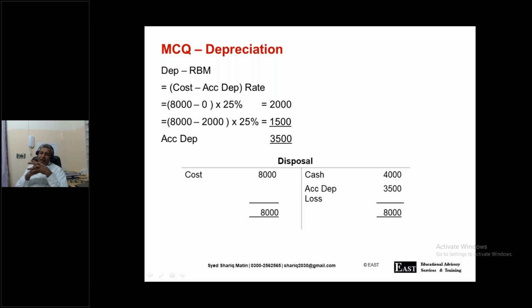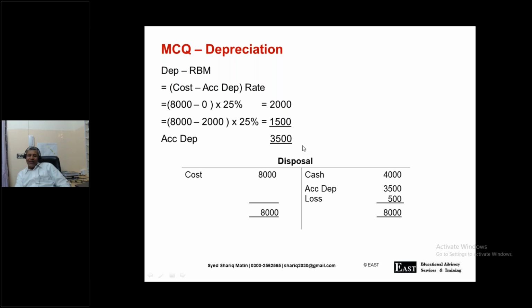And then I put it in the ledger. Cost is 8,000 debit, cash is credit 4,000, accumulated depreciation is credit 3,500, resulting in a loss of 500. Right? Let's move on to this one.